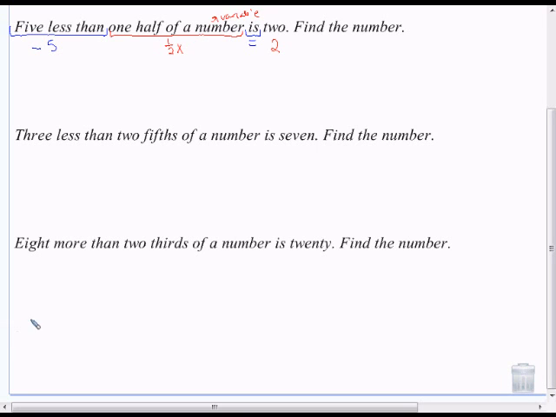Okay, so 5 less than 1/2 of a number is 2. Well, this is out of order, right? So I'm going to rearrange it to make it make sense. I'm going to do 1/2 of x minus 5 equals 2. And then I'm going to solve it. To solve it, I'll add 5 to both sides. I get 1/2 of x equals 7. To get rid of a half, I'm dividing by 2. A half is to divide by 2, so I'm going to multiply by 2. x equals 14.